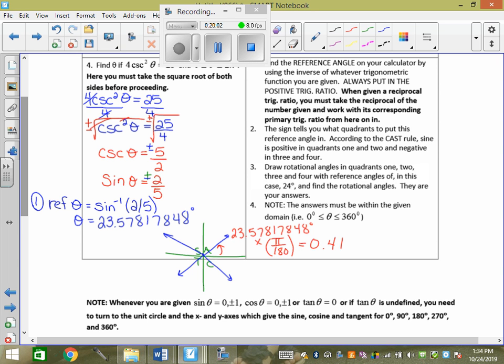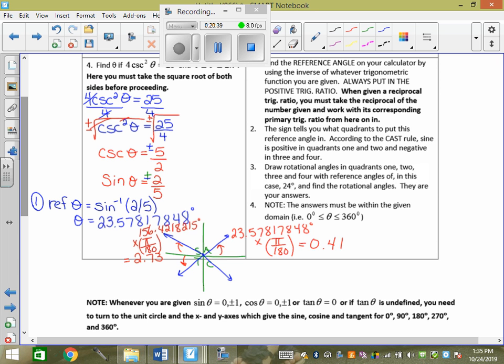Then this one, I have to do what with my reference angle to get it? 180, yeah, 180 minus it. So I'm going to get 156.4218215 degrees, but I'm going to have to multiply by pi over 180. So I get 2.73.